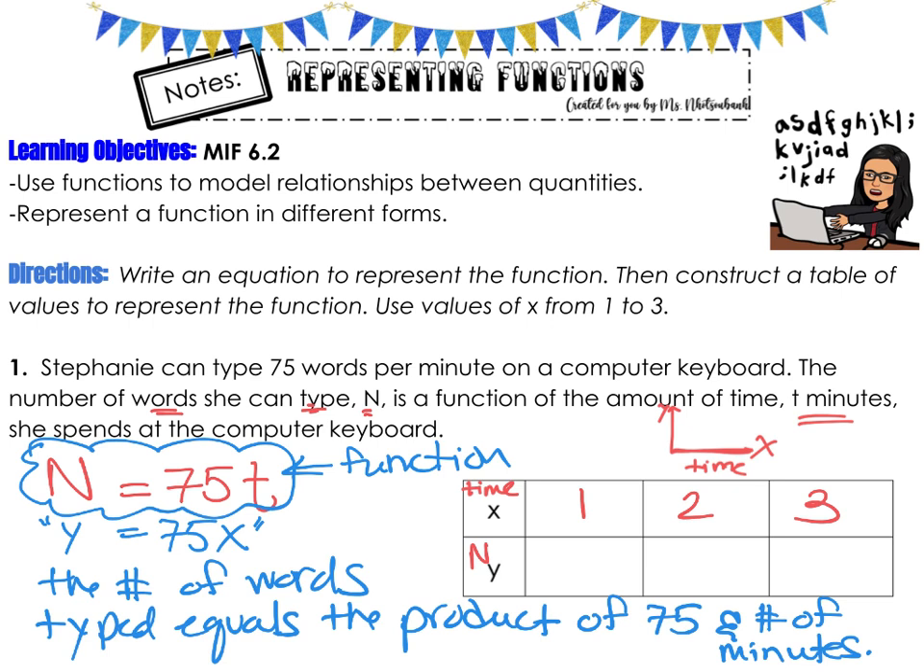So then now how do I get the chart right here? So basically all I'm doing is replacing the t. If I throw in the 1 in here, 75 times 1 is just 75. And now let's say it's replaced with the 2. 75 times 2 is going to be 150. And then now we're going to replace it with the 3. 75 times 3 is 225. So these are the number of words that she can type. So she can type 225 words in 3 minutes.